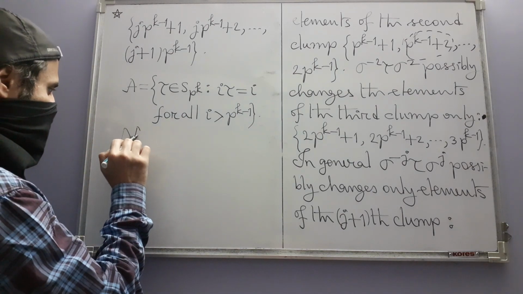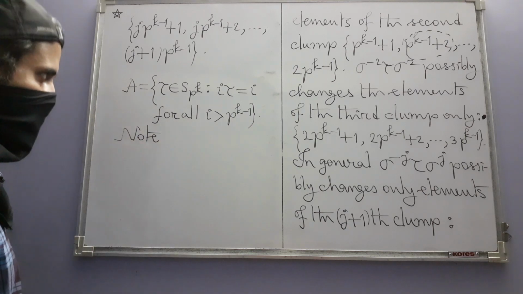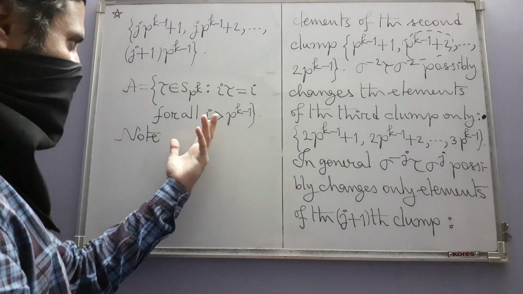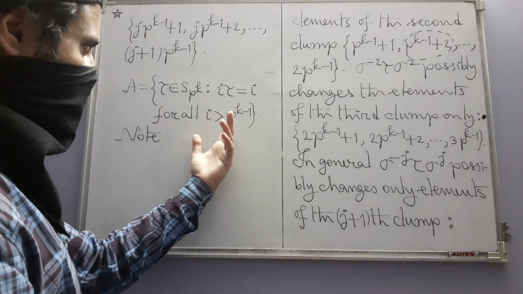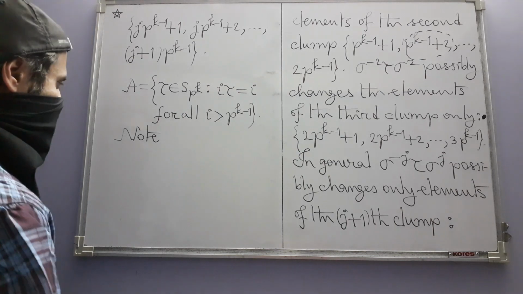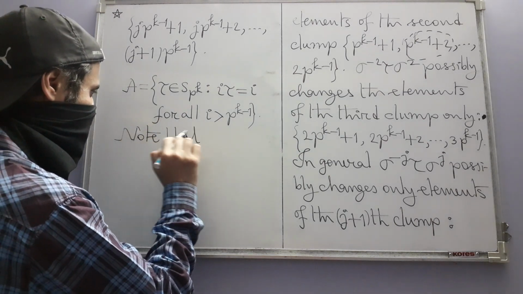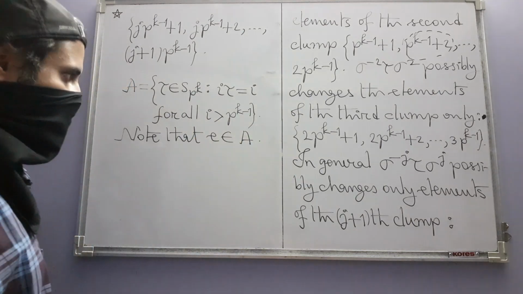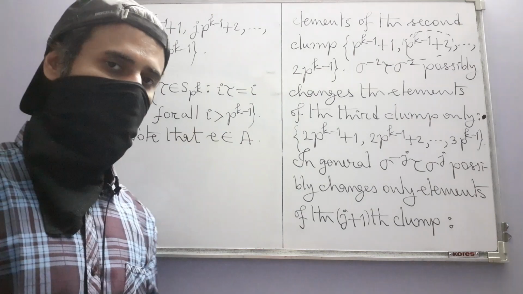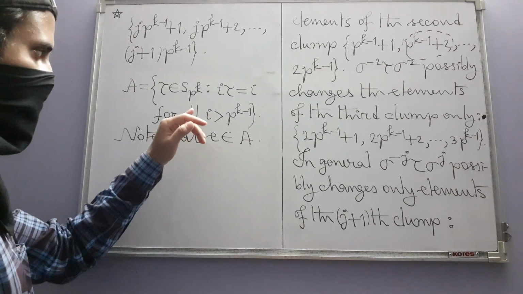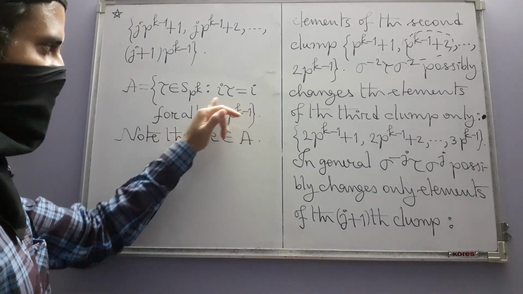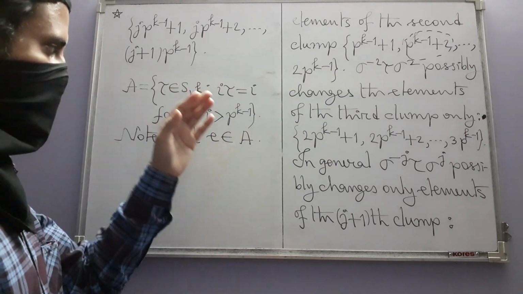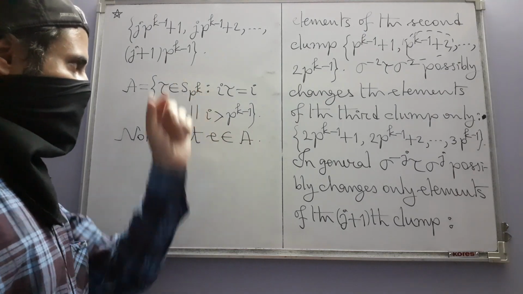Note that tau is a permutation which does not change anything, any symbol above this number. Note that the identity permutation belongs to A. Why? Because identity actually does not change anything at all. So in particular, it also won't change this type of i's. That means it belongs to A. That makes a non-empty subset of this group.